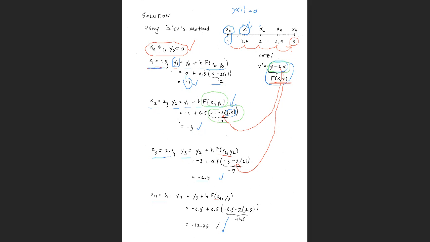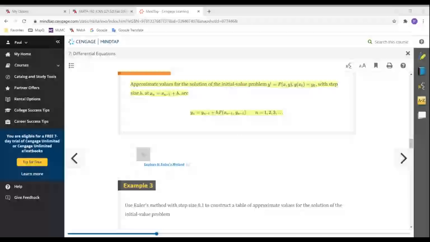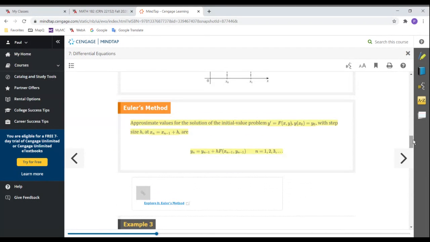Hold on one moment, and I'll go back to the thing. Hold on, everybody. I can see. There's Euler's method right there. That's where I'm getting it. That's how I'm doing my iterations.